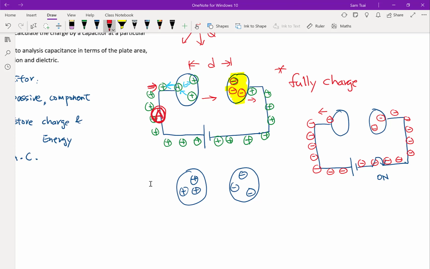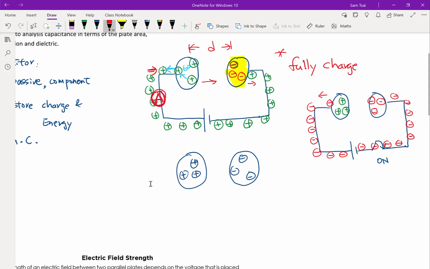So similarly, at the left hand side conductor, positive charge accumulates, and we accumulate negative charge at the right hand side until the capacitor is fully charged. So again, no matter which view you use, conventional current or electron current, they have the same result. There will be some charge accumulated on the conductors.